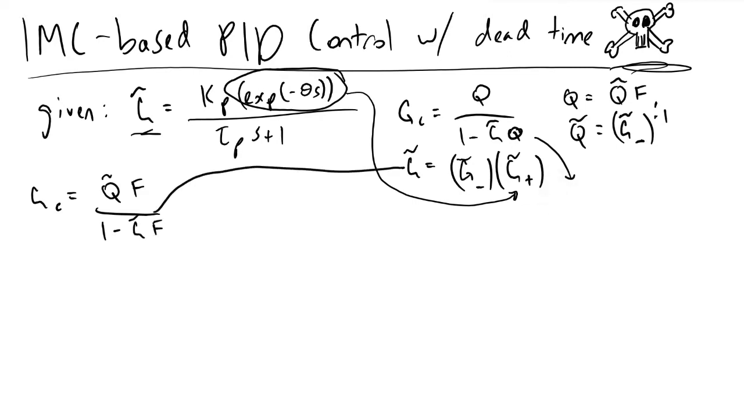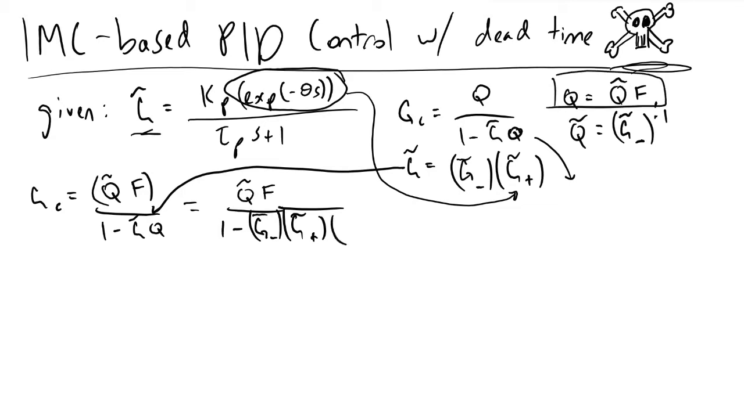We now plug in what we know G tilde was equal to, which should actually say G tilde times Q. And so continuing, we see that GC is equal to Q tilde times F divided by 1 minus G tilde minus times G tilde plus, and then times Q, and Q was equivalent to Q tilde F, and sorry, this is getting a little messy, but Q tilde F was equal to G tilde minus inverse times F.